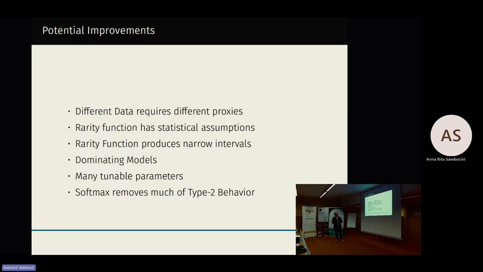And what I also wanted to say is, you have seen that one model really dominates the whole weight. This is a common problem in ensembling when you have large diversity, and this has some implications that I will go back to. Then there are many tunable parameters. We have many parameters that we need to control and see how they influence the results. And the softmax is removing a lot of type 2 behavior that we initially wanted to preserve.